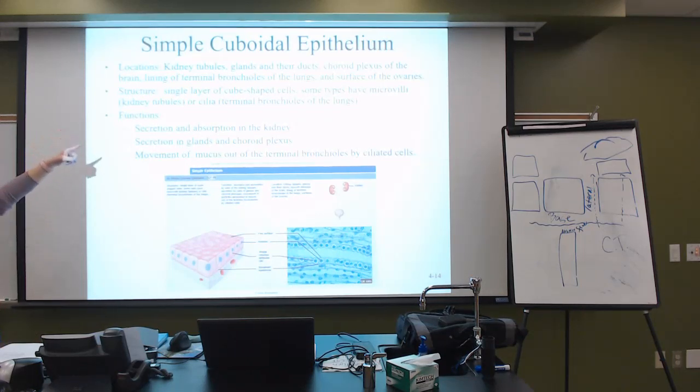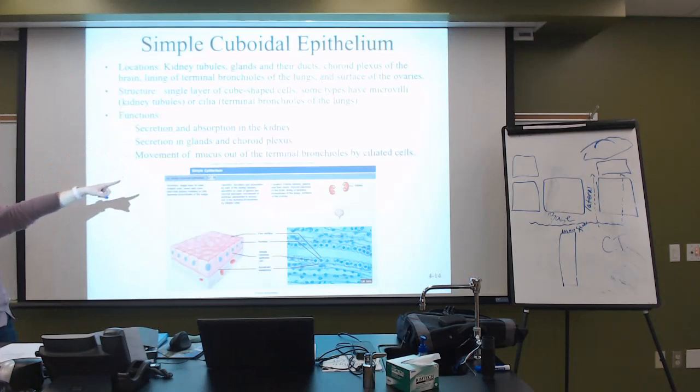Their structure, the single layer of cubes. Some can have microvilli. You find that in the kidney tubes. And some could have cilia, the terminal bronchiole of the lungs. Their function: secretion and absorption, very good in the kidneys. Secretion in the glands, like we'll look at in a few minutes. The choroid plexus of the brain for secreting or helping to form the CSF.